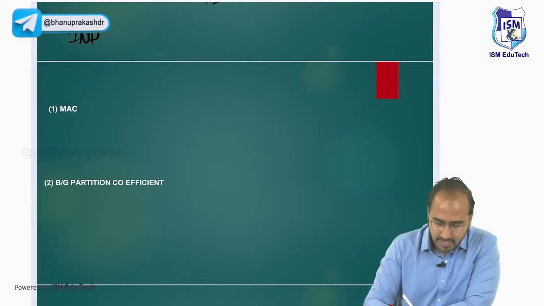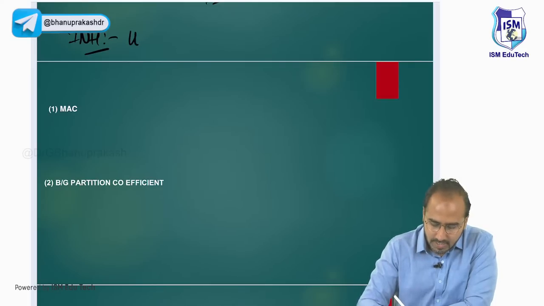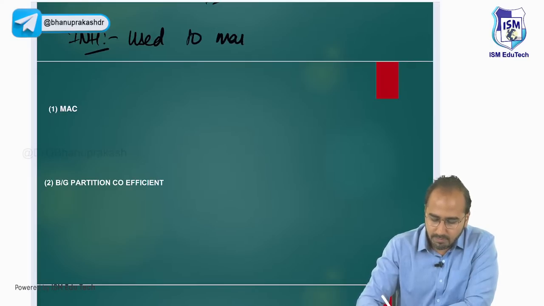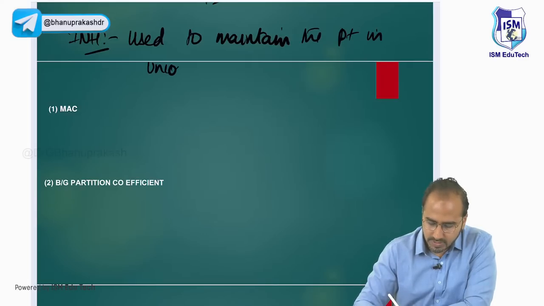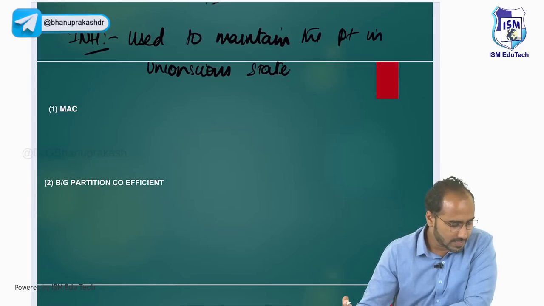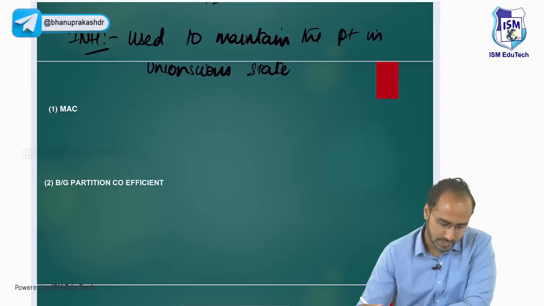Okay. So coming to inhalational agents. What we are discussing now, guys, is the inhalational agent. Come on, what is the function of inhalational agents? Inhalational agents are the agents that are used to maintain the patient in an unconscious state. Maintain the patient in what state, guys? In unconscious state. Ultra clear. That's very good.